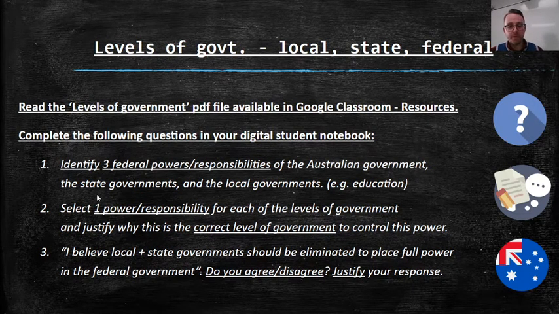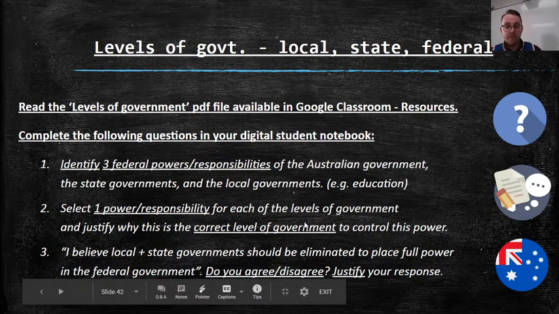Question 2, this is where you're going into a bit more detail. Select 1 power and responsibility for each level of the government. So 1 each, 1 for federal, 1 for state, 1 for local. And in this question, I want you to justify, I want you to explain why this is the correct level of government to control this power.